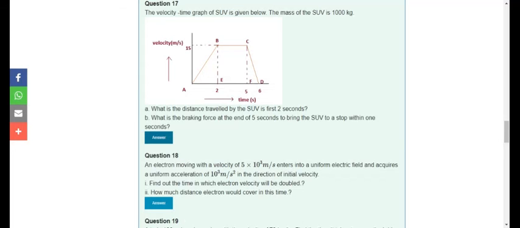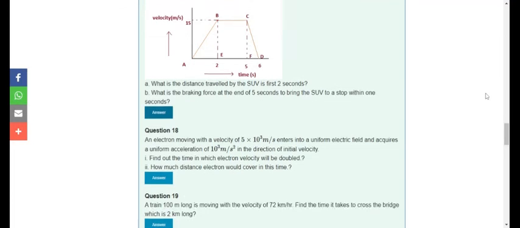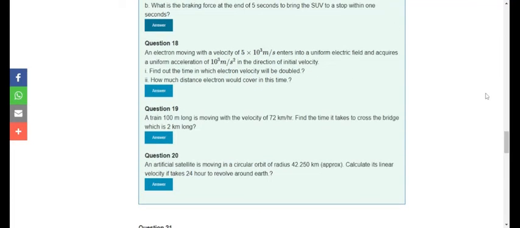The question number 18, you can just make a note of it and try to solve it as your homework. These three questions, 18, 19 and 20, you can make a note of and try to solve as your homework questions.